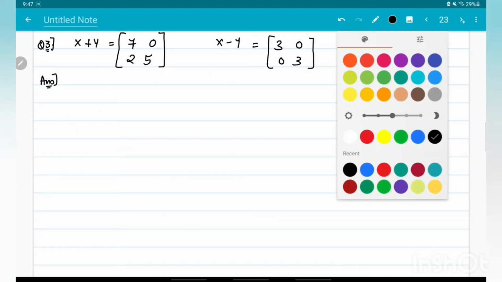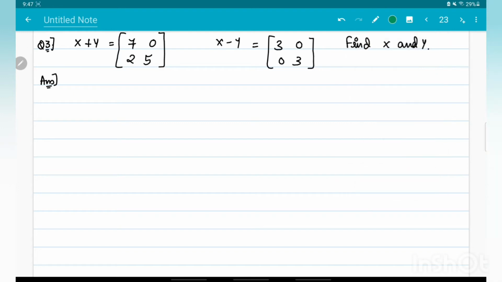Now let us see our third question. In this question they have given you X plus Y is equal to a matrix and X minus Y is equal to another matrix, and they have asked you to find the values of X and Y. Now how to solve these kinds of questions? You can consider these two as equations. Let this be equation 1 and let this be equation 2.